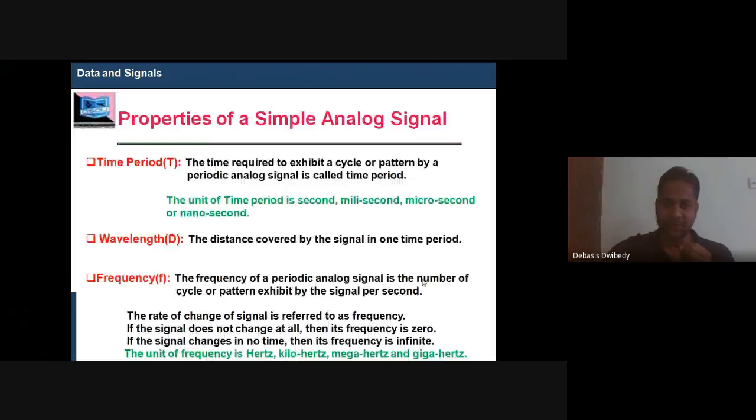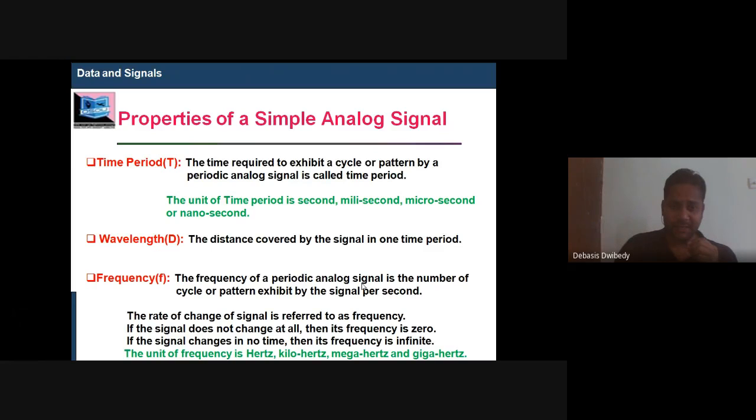When we talk about frequency, it is also said that the rate of change of signal is referred to as frequency. When one period ends, the signal finishes, and in the next period the signal repeats the cycle again. So the rate of change in terms of per unit of time or second is what we call frequency. The rate of change of signal is referred to as frequency.